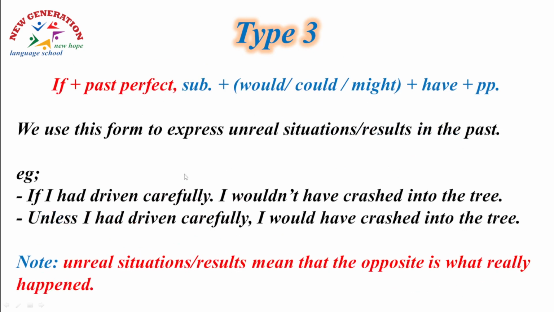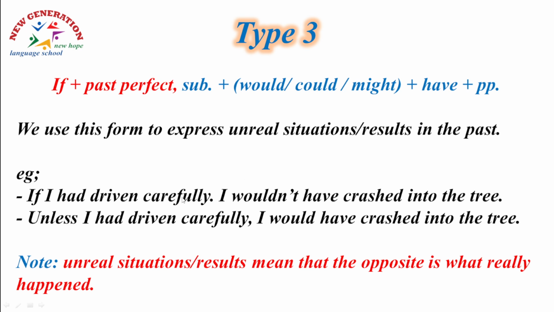Let's move to the third conditional. Here is the third conditional. The if clause consists of if in past perfect, had plus PP form. Then the main clause, subject, would, could, might, plus have, could have, might have, would have. And then the main verb comes in the PP form. We use this form to express unreal situations or results in the past. So, what really happened is the opposite of what we say.